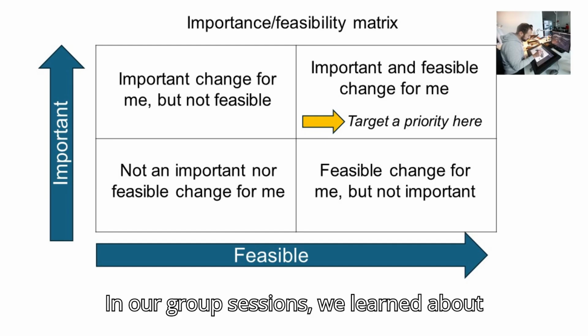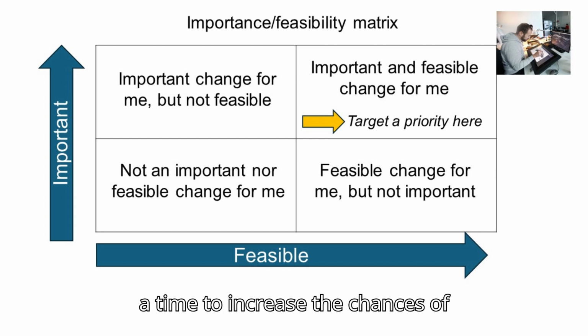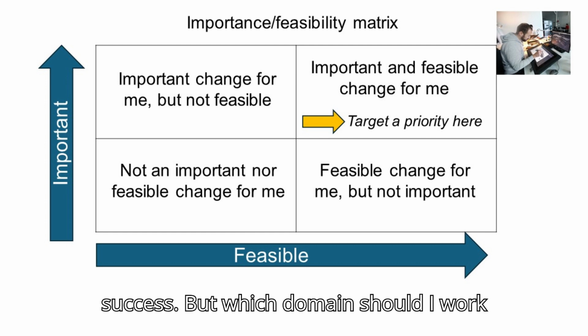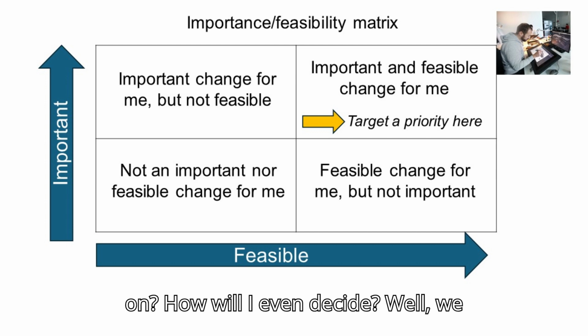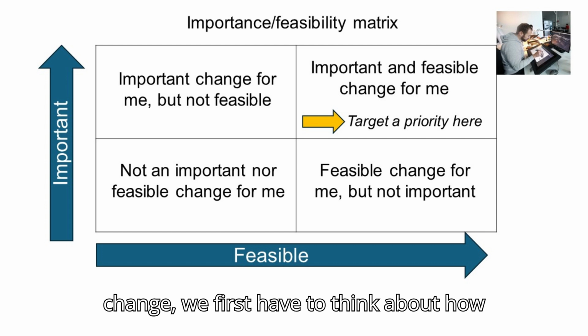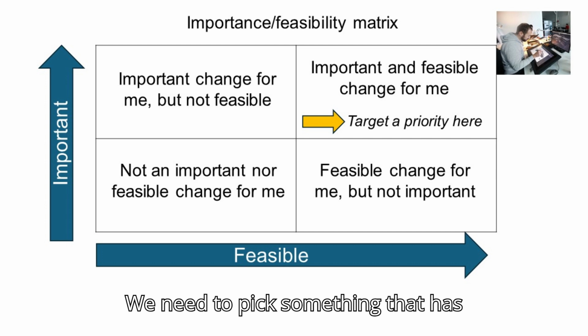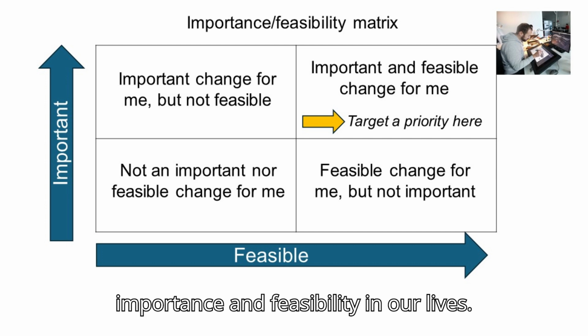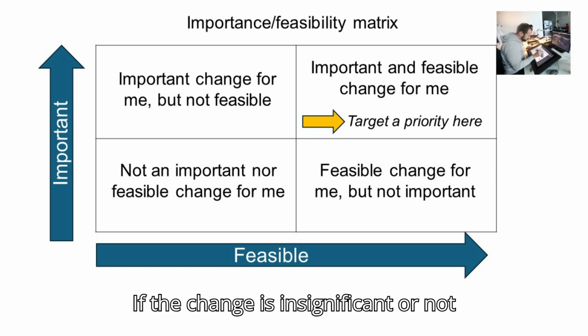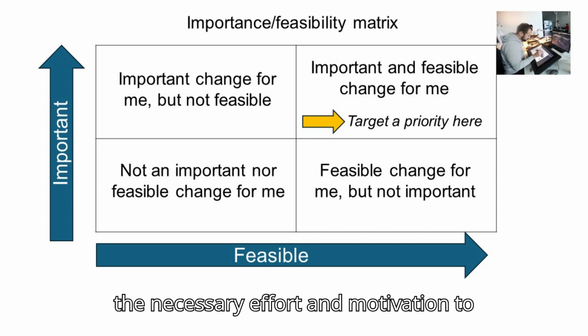In our group sessions, we learned about the importance of working on one issue at a time to increase the chances of success. But which domain should I work on? How will I even decide? Well, we learned that before we consider making a change, we first have to think about how important and how feasible it is for us. We need to pick something that has importance and feasibility in our lives. If the change is insignificant or not realistic, then it's unlikely we'll gain the necessary effort and motivation to make the change.